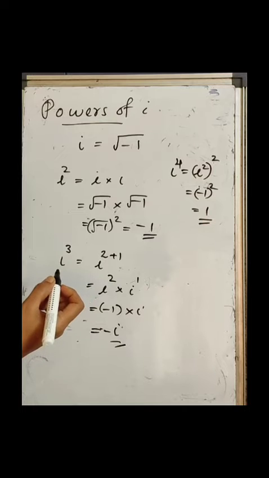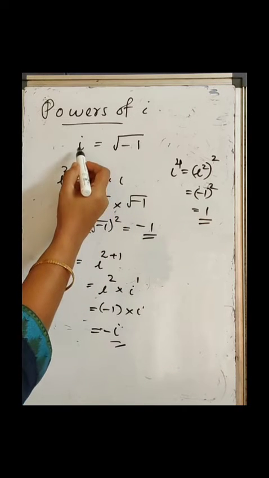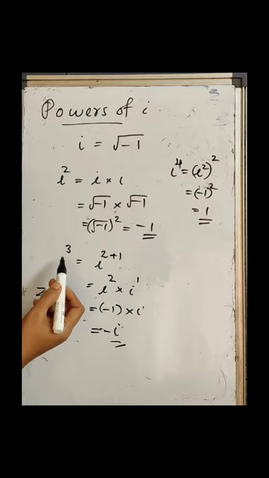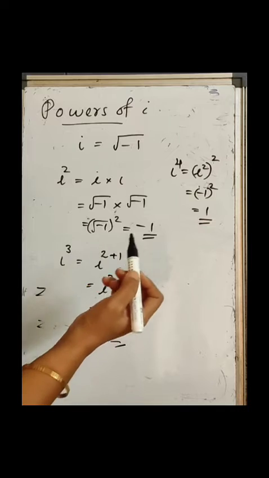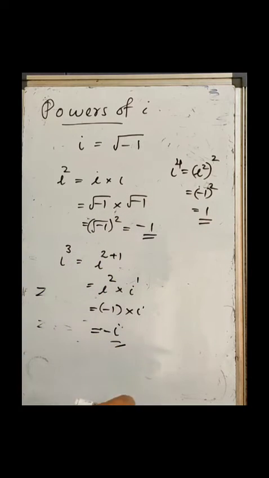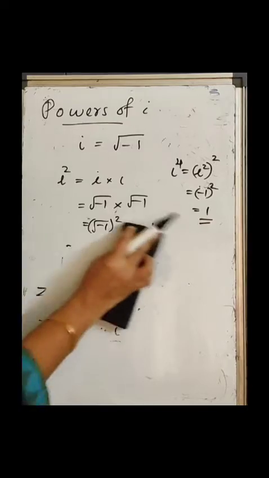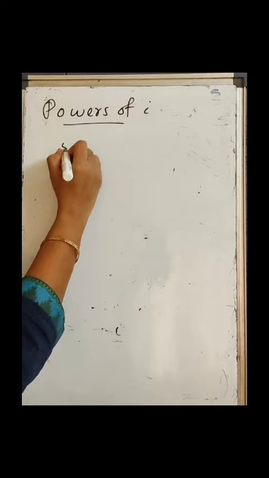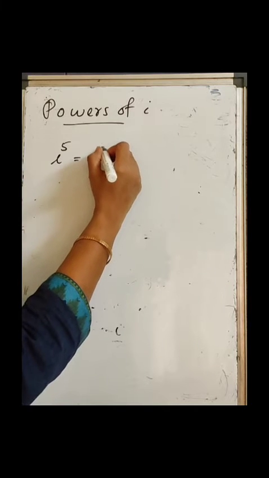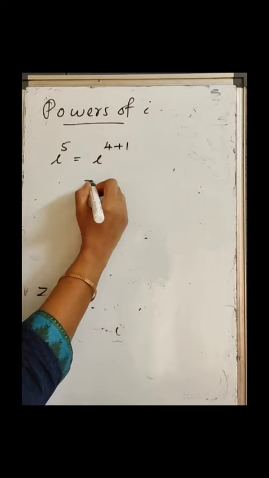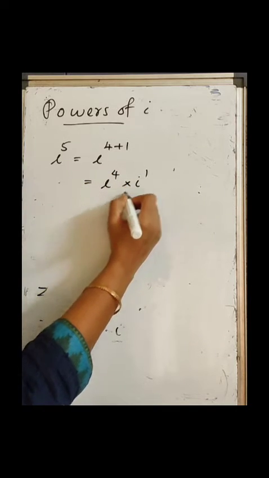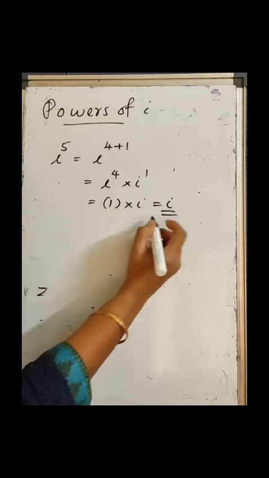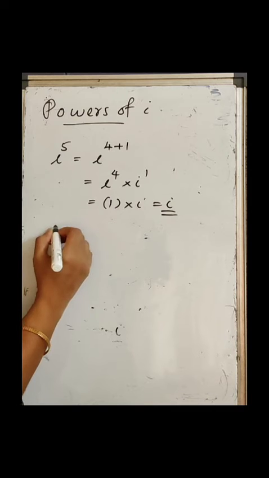So you got 4 results. i raised to 1 is i, i raised to 2 is -1, i raised to 3 is -i and i raised to 4 is 1. Then we can find the other powers of i. i raised to 5, you can find it by writing i raised to 4 plus 1. i raised to 4 into i raised to 1. You know i raised to 4 is 1. 1 into i.